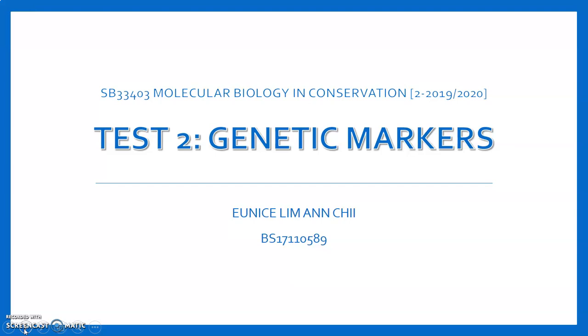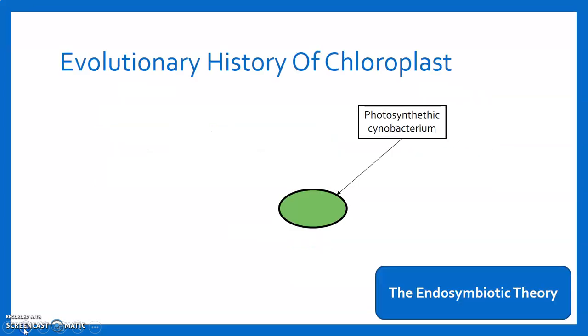It is titled Genetic Markers. I will specifically be talking about chloroplast genes. The chloroplast is theorized to be formed through endosymbiosis.